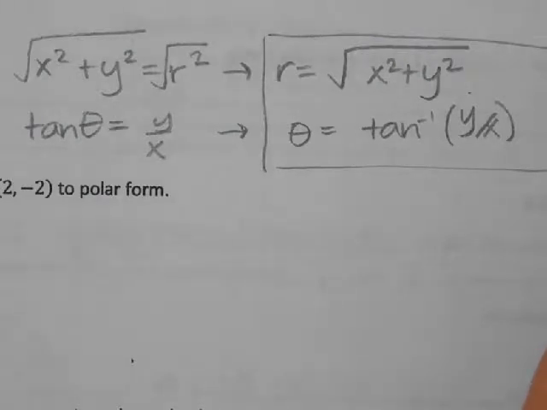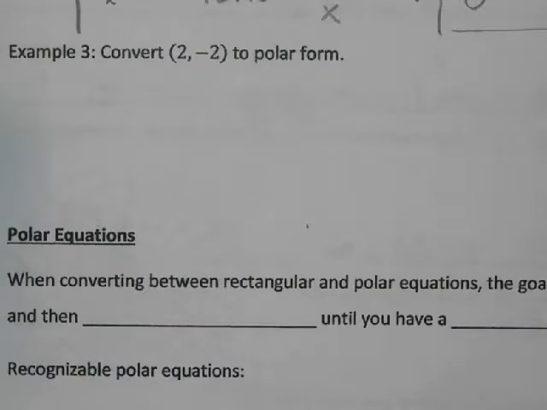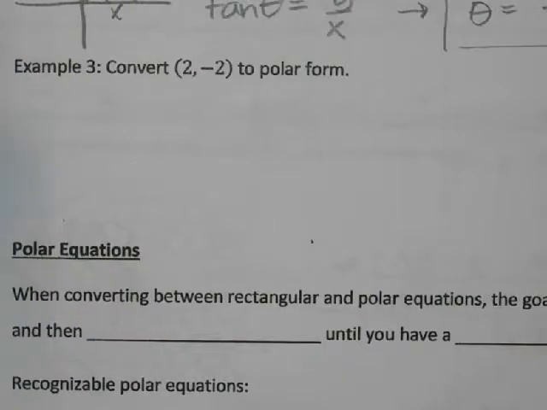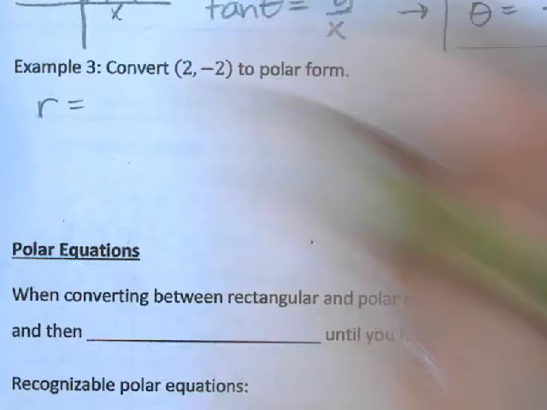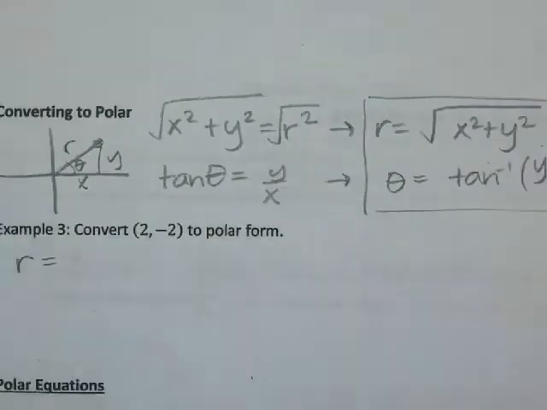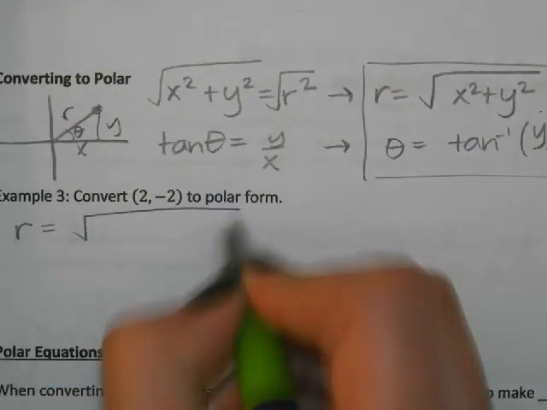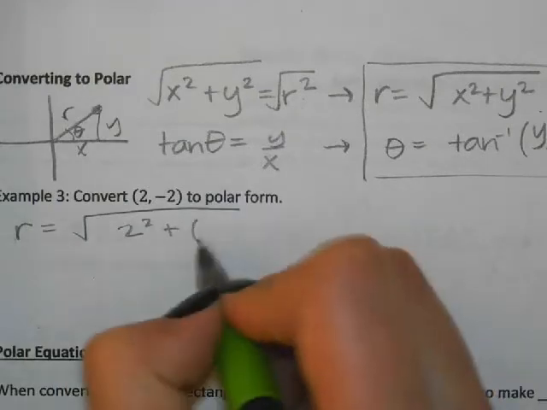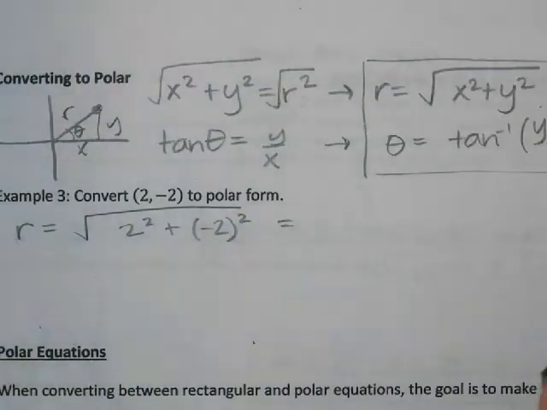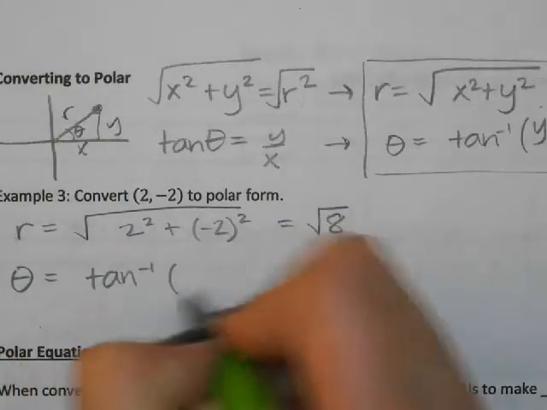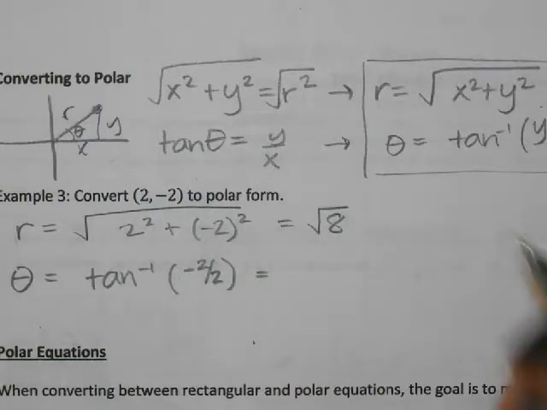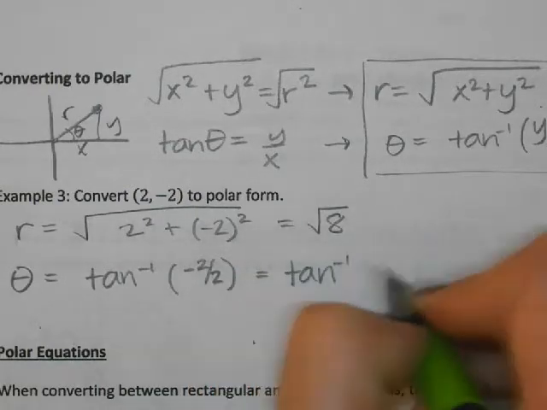Alright, so now it says to convert the point (2, -2) to polar form. So for the r, what do we do? 2 squared plus -2 squared is 8. Square root 8, okay. And theta is tan inverse of -2 divided by 2. That's tan inverse of -1.